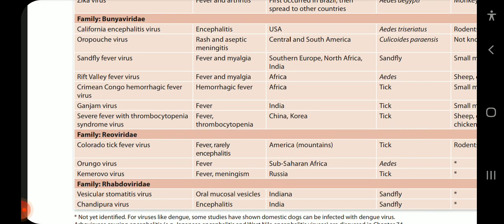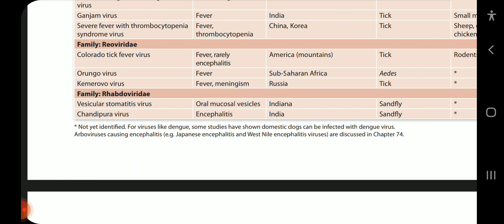Family Bunyaviridae causes diseases like California encephalitis virus, Oropouche virus, sandfly fever virus, Rift Valley fever virus, Crimean-Congo hemorrhagic fever virus, Ganjam virus, and severe fever with thrombocytopenia syndrome virus. Family Reoviridae: Colorado tick fever virus, Orungo virus, Kemerovo virus. Family Rhabdoviridae: vesicular stomatitis virus, Chandipura virus.